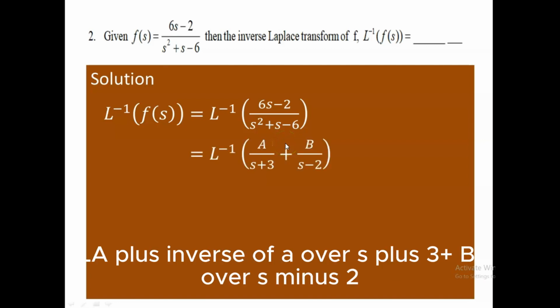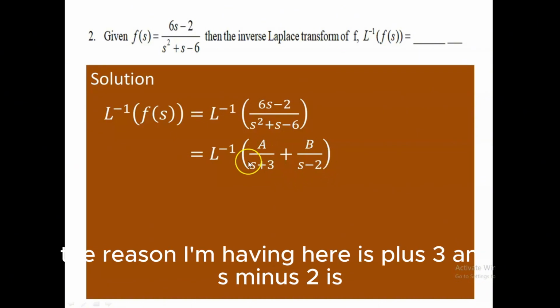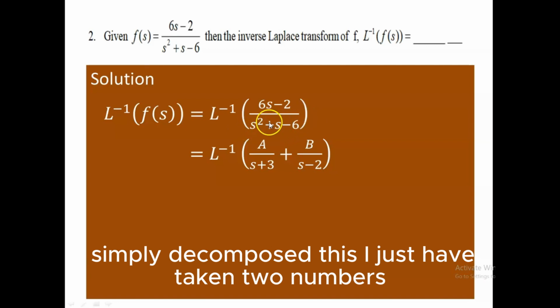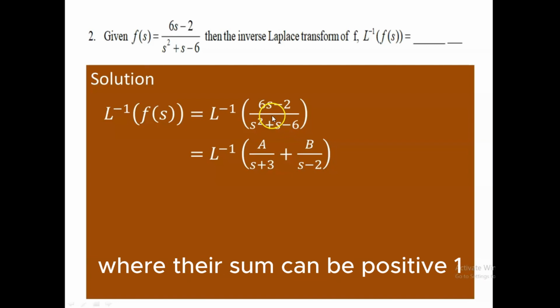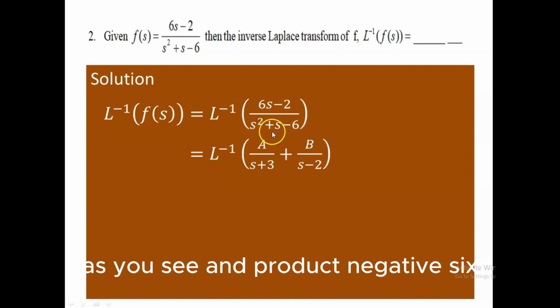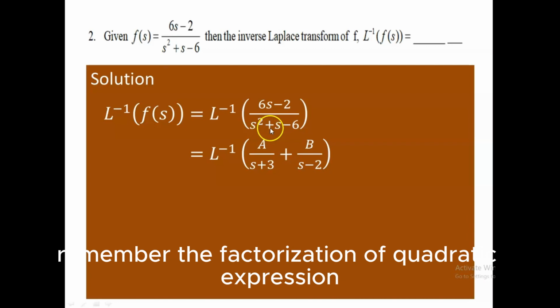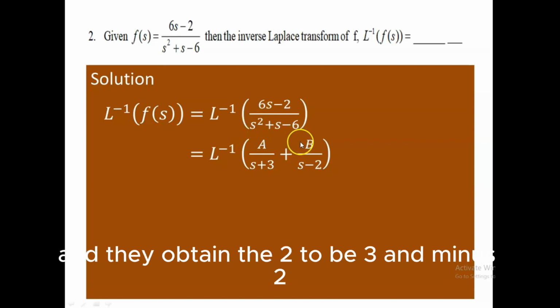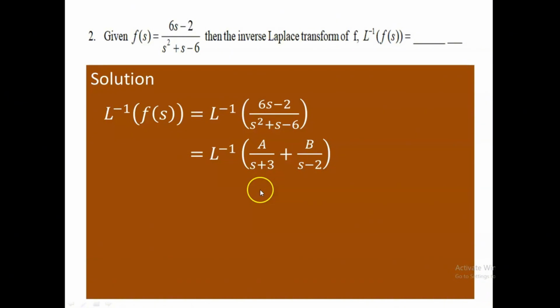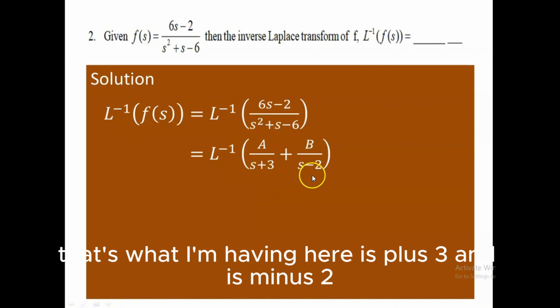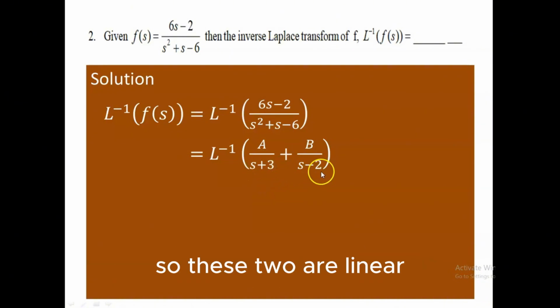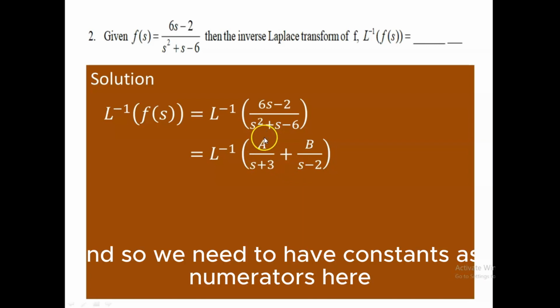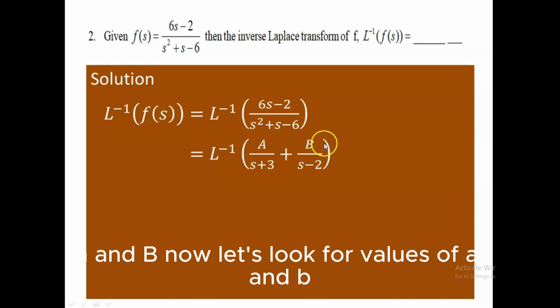So Laplace inverse of a over s plus 3 plus b over s minus 2 comes. The reason I'm having here s plus 3 and s minus 2 is I simply factorized this. I have taken two numbers whose sum is positive 1 as you see and product negative 6. Remember the factorization of quadratic expression, and I obtained the two numbers to be 3 and minus 2. That's why I'm having here s plus 3 and s minus 2. So these two are linears, and so we need to have constants as numerators here, a and b.